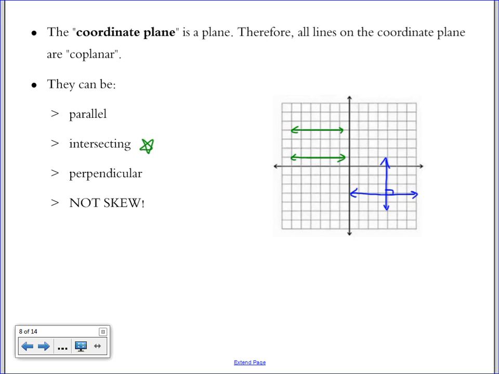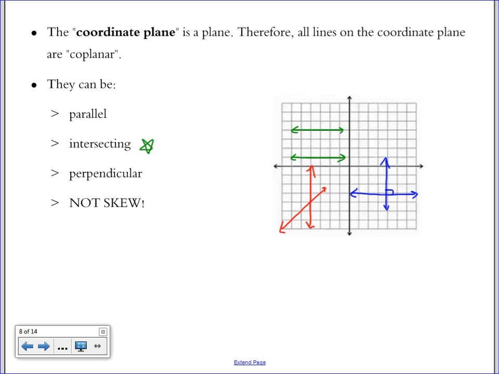The one I put a star next to is intersecting lines. Intersecting lines don't have to make a 90-degree angle with each other. So let's say I have a line like this, and maybe a line like this. Those two lines intersect. They're not called perpendicular because they don't form a 90-degree angle, but they are intersecting lines. So on the coordinate plane, lines can either be parallel, they can be perpendicular, or they can just be other intersecting lines, which is most cases, really.